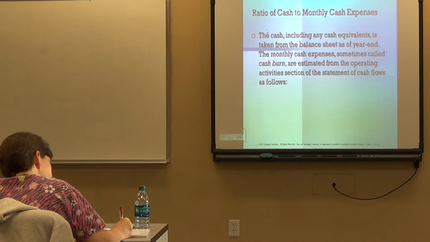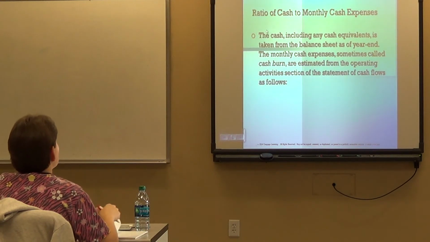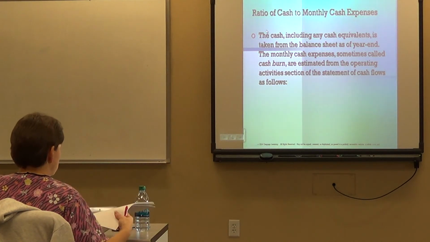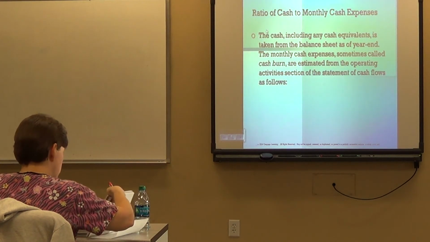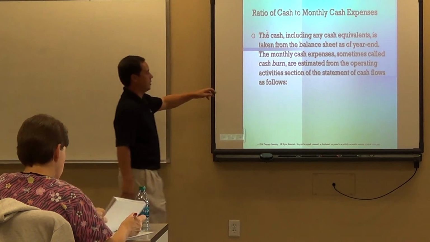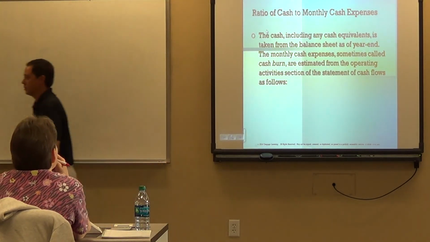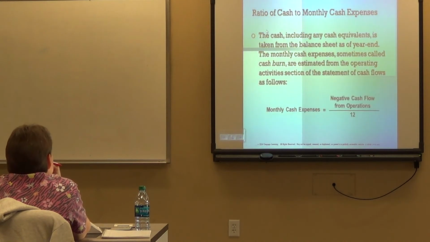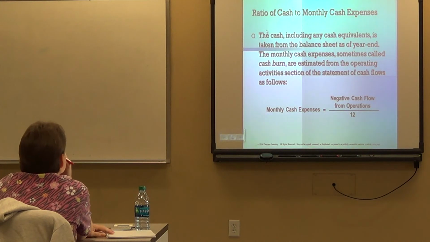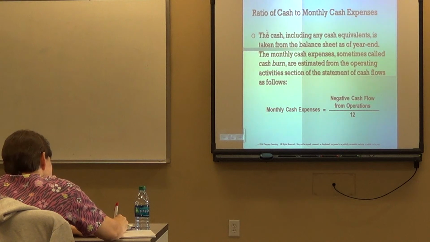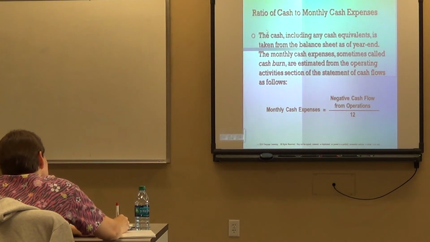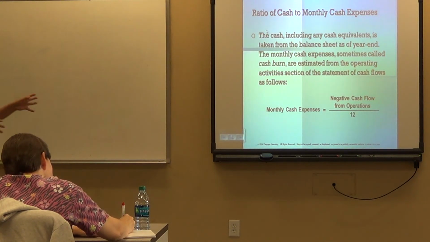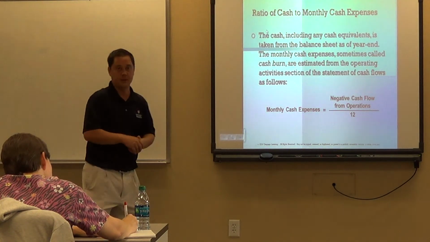So it includes all cash equivalents as taken in the balance sheet for the year end, and then monthly cash expenses, sometimes called cash burn, are estimated from the operating activities section of the statement of cash flows. And so you have your monthly cash expense equals the negative cash flows from operations divided by 12. Those are a couple of ratios that they do sometimes look at, especially when they're, again, starting with looking at startup companies.